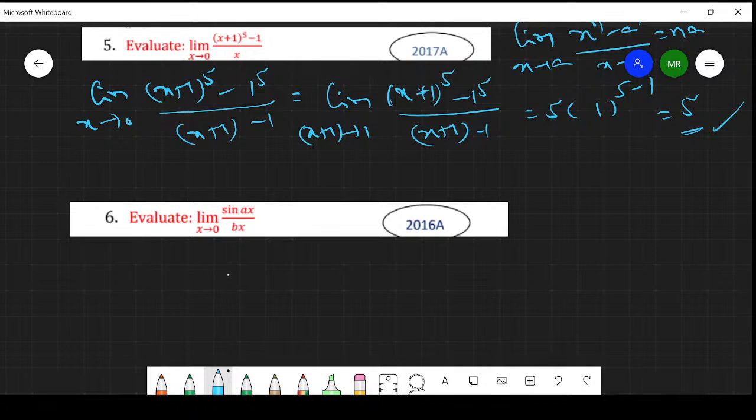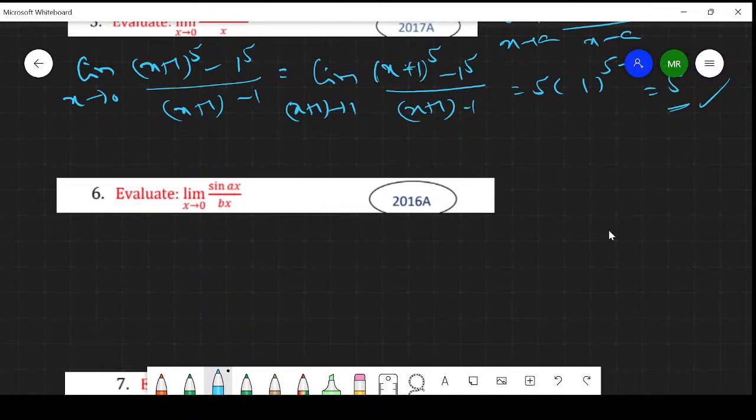So, limit x tends to 0, sin(ax) by bx. But we know the formula. Remember, limit theta tends to 0, sin(a theta) by theta is a, where theta should be in radians. I told you this one. They give me this formula.